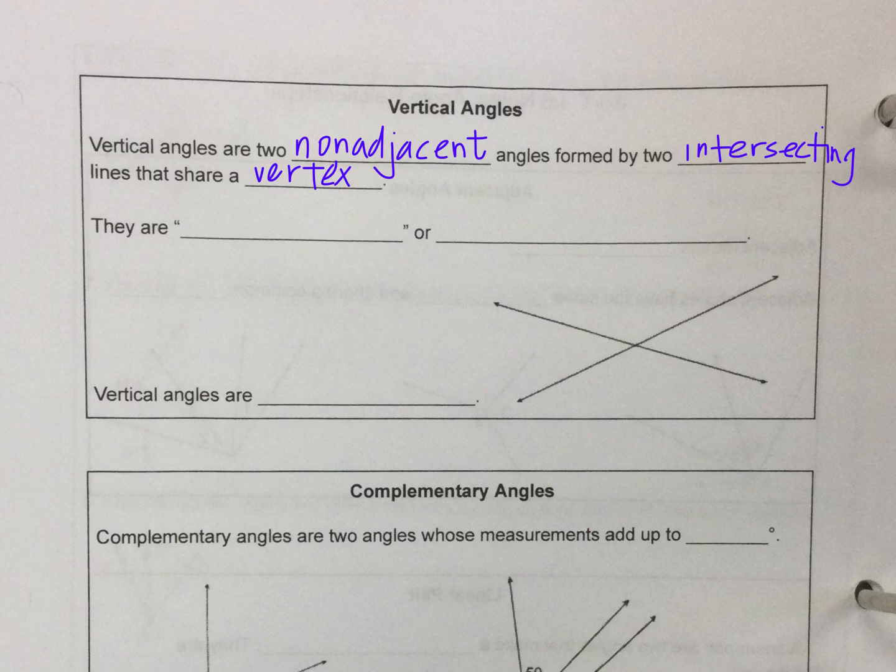Our next thing we're going to talk about are vertical angles. Vertical angles are non-adjacent, which just means they are not touching, so they don't share that common side. They are angles that are formed by two intersecting, or crossing, lines that share a vertex. Let's look at this picture down here. I've got a purple line and I have a red line. They share a vertex right here.